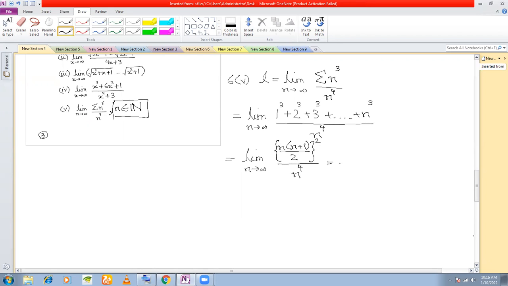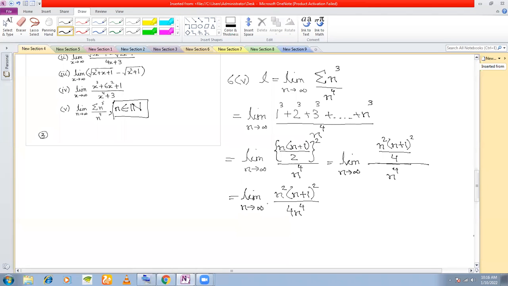Okay. So this is limit n tends to infinity. Now in the numerator you have n square and you have n plus 1 square divided by 4, divided by n to the power of 4, right? So limit n tends to infinity, n square into n plus 1 square, and you take 4 below.